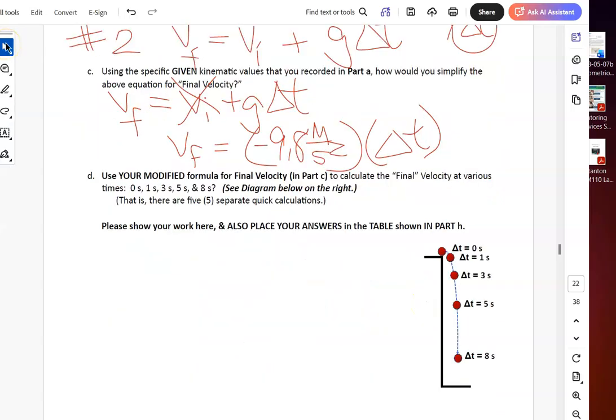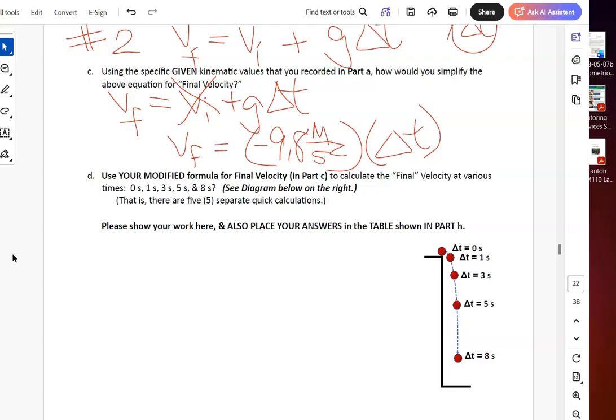Part D. Now Part D says use your modified formula, in other words, the simplified formula of final velocity equals minus 9.8 meters per second squared times the change in time, to calculate the final velocity at various times. And we're given times of 0 seconds, 1 second, 3 seconds, 5 seconds, and 8 seconds.